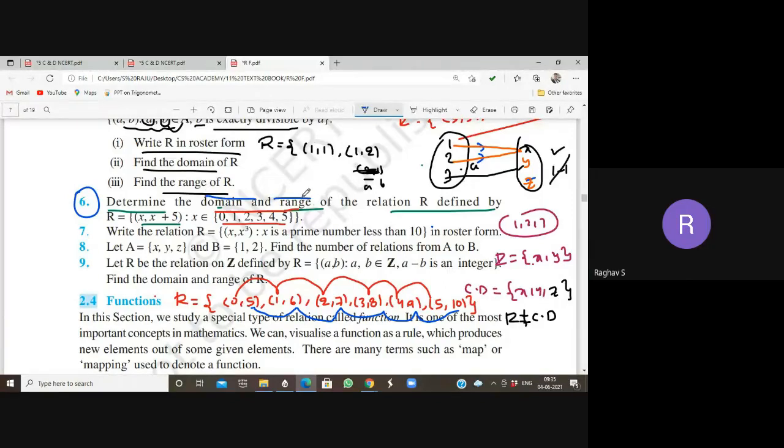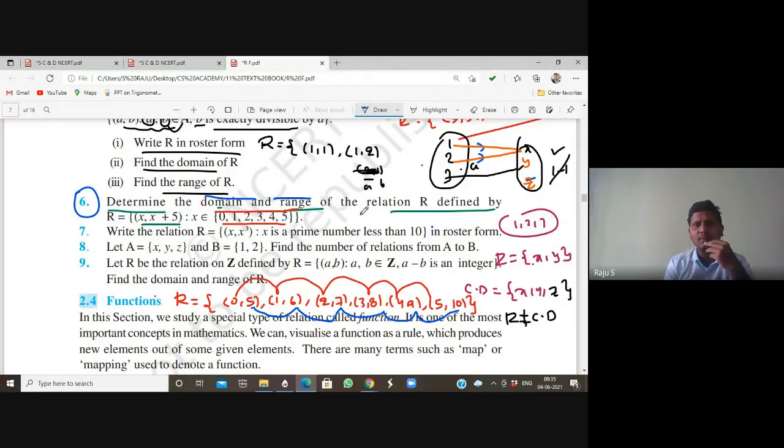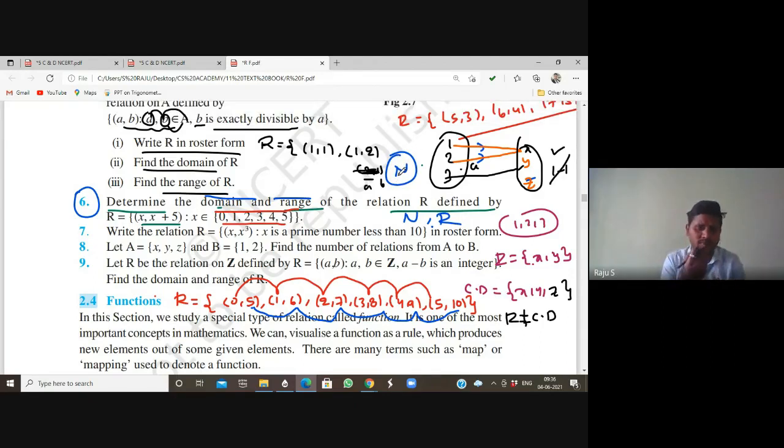So what will be the codomain, sir? No need. We can't say the codomain here because they did not mention whether the relation is defined on capital N or R or integers. It is not particularly given here, so it is not required to write the codomain. Okay, right. Next, the seventh one.